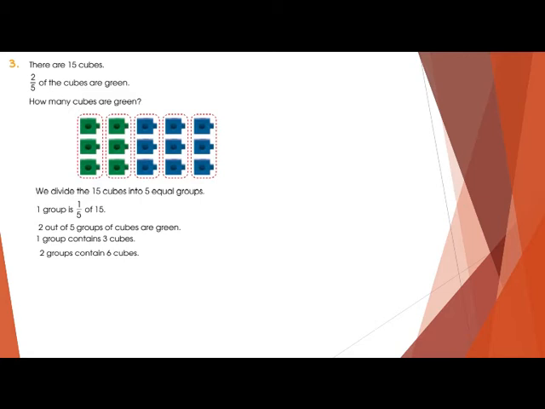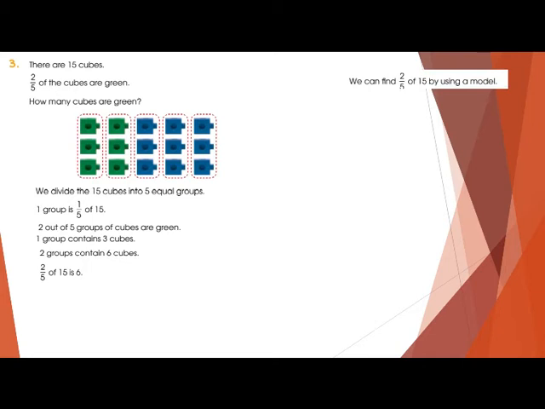2 groups contain 6 cubes because one group contains 3. So how many will 2 groups contain? 6 cubes. 2 times 3, 2 threes are 6. So you can write 2 upon 5 of 15 is 6.